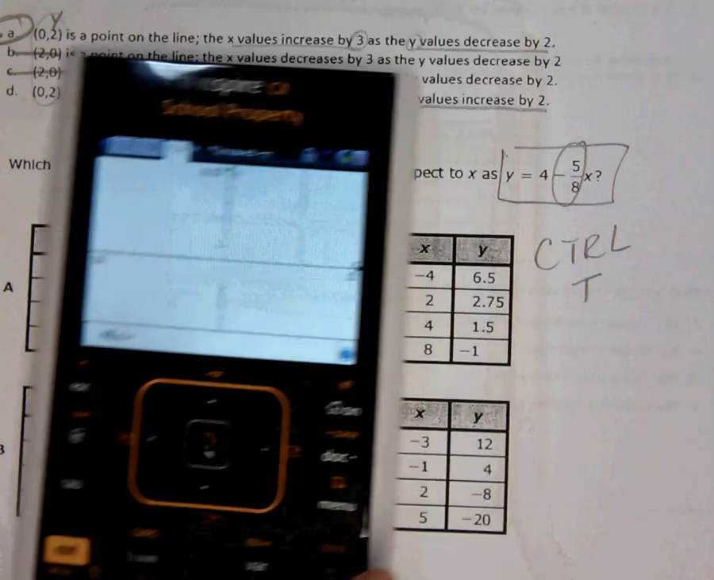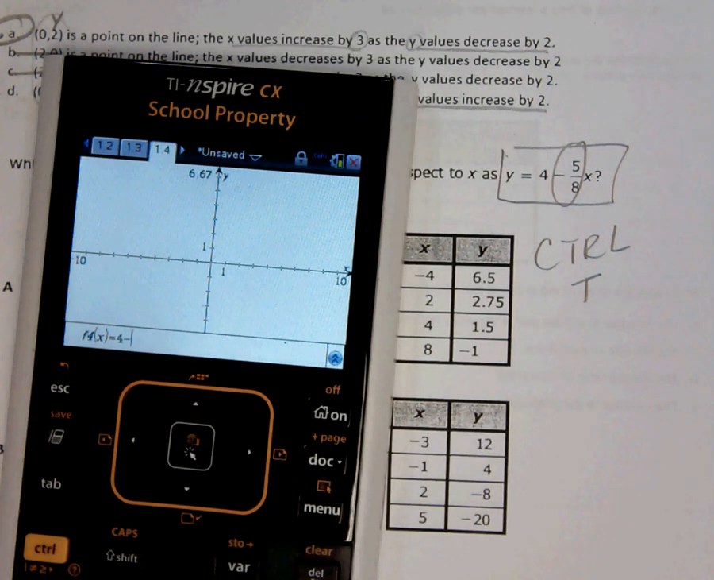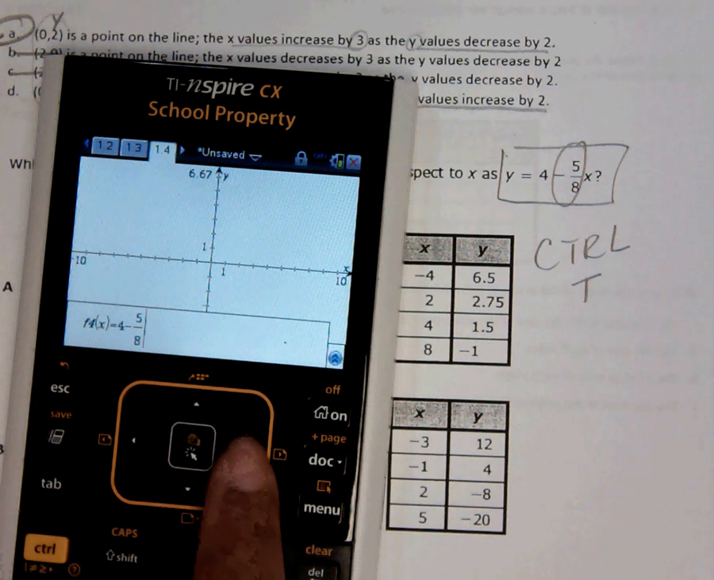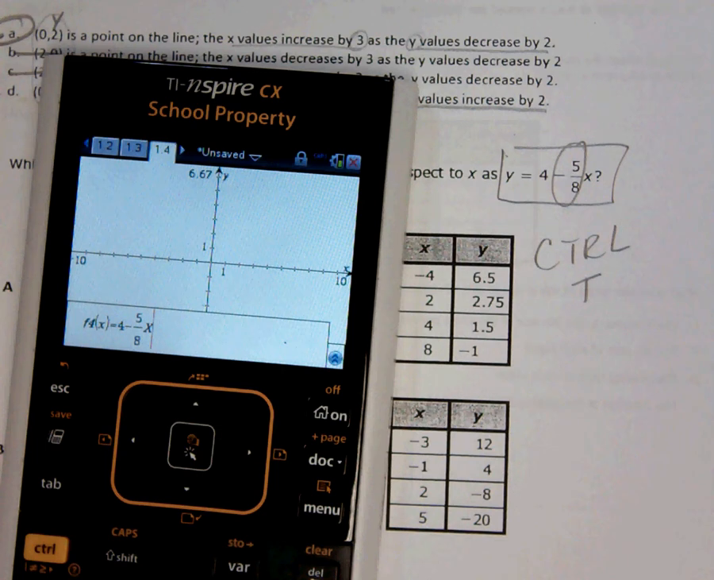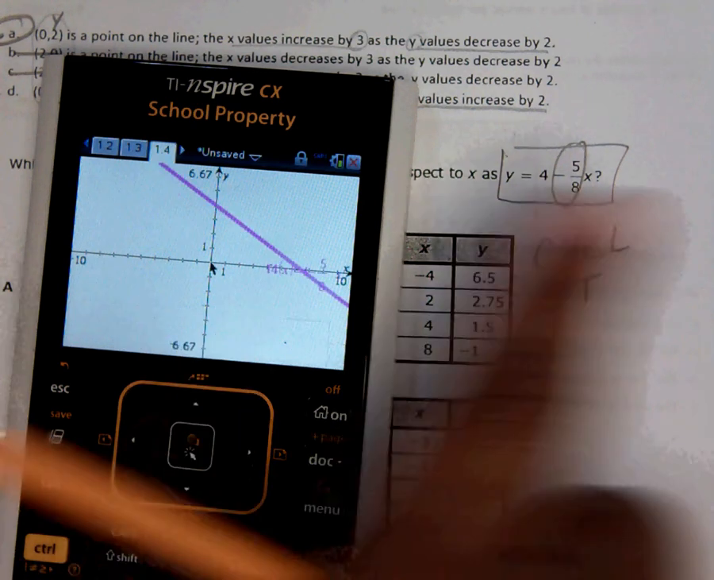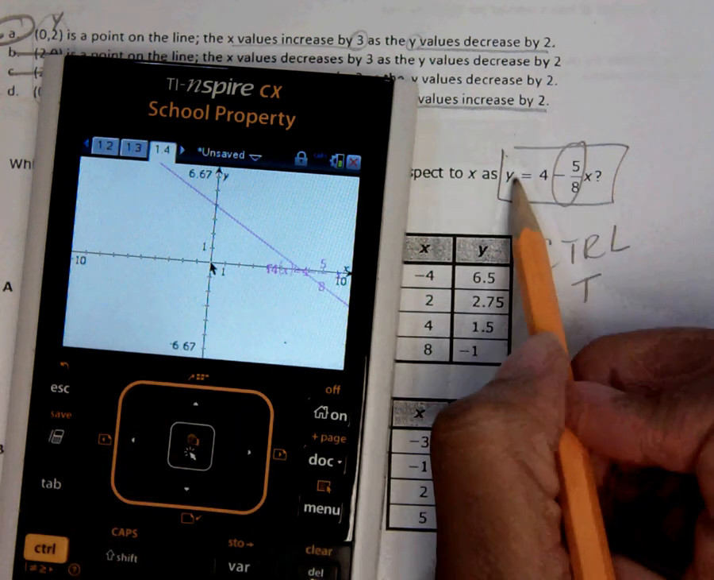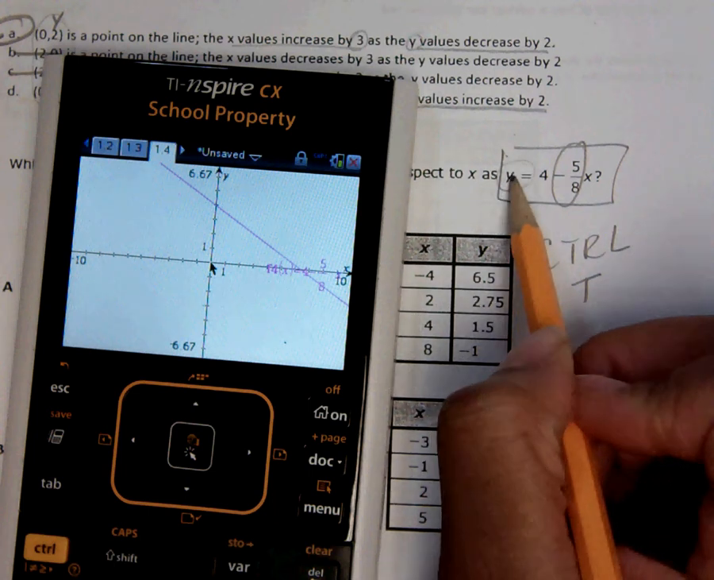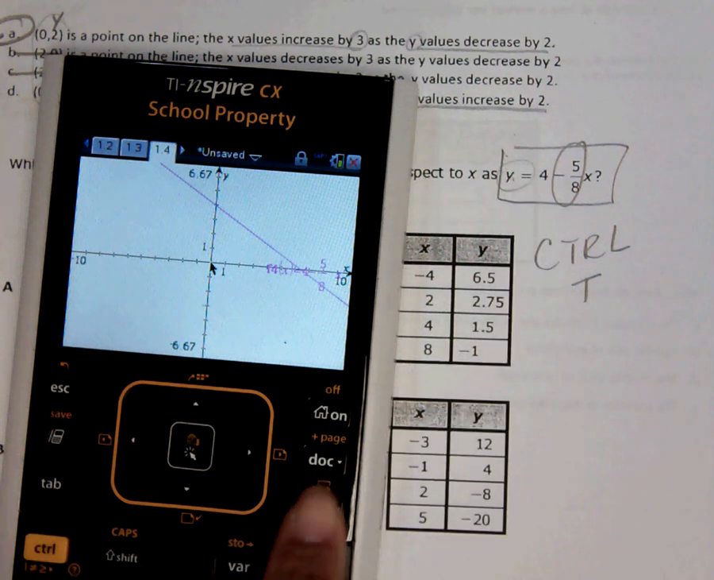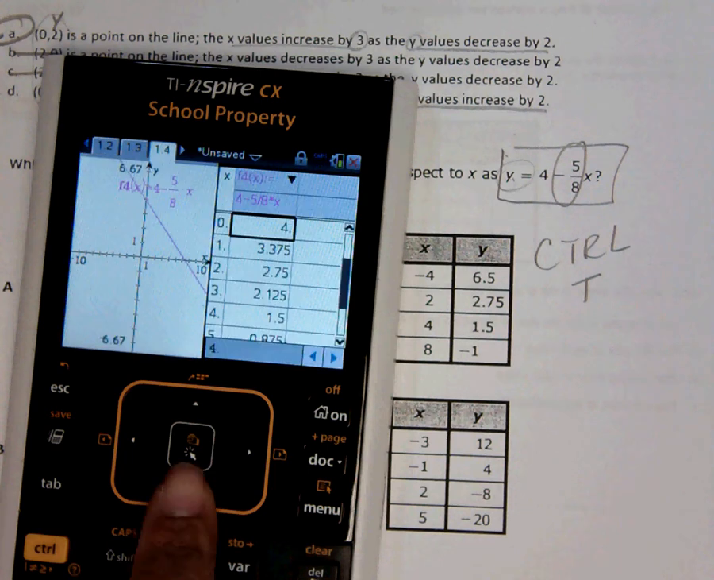So calculator, 4 minus 5 divided by 8x. You can type it like that. Some of you want to use Control Divide and then put 5 and then 8 down here and then the x on the side. That's fine. But when you press enter, you get the graph, and you notice I didn't type the y in because that's f of x. So then after that, you hit Control T.